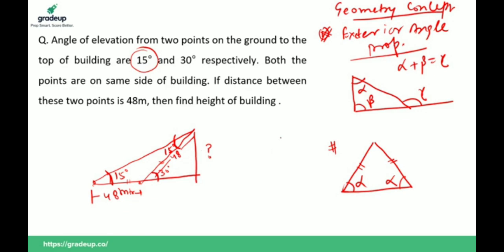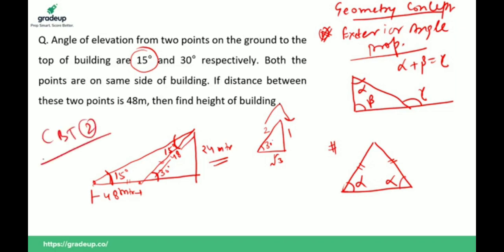Now in the 30 degree basic figure, what do you have? 1, root 3, 2. If you are having this as 2, then this will be 1. If you are having this as 48, then this will be 24 meter. Answer. So by the help of geometry, we can easily solve this question. And there is no use of 15 degree here. All right, guys. You can say this question is for CBT 2.